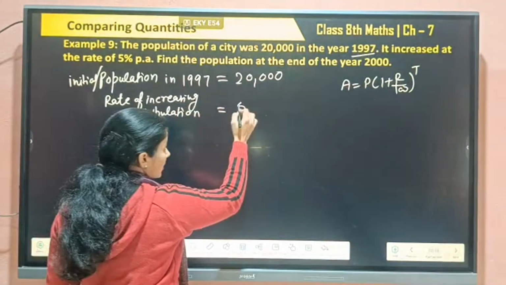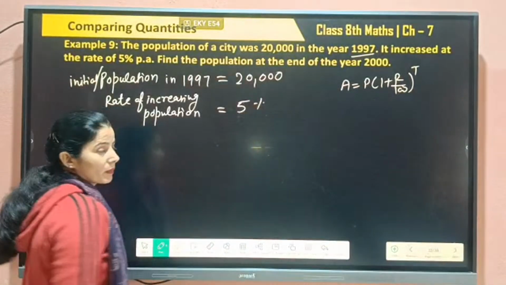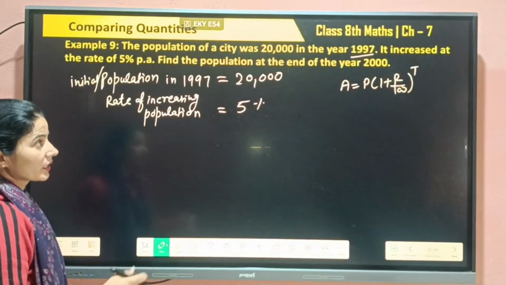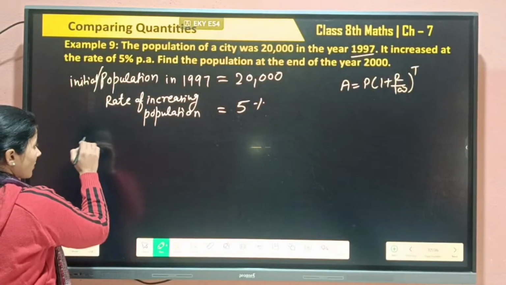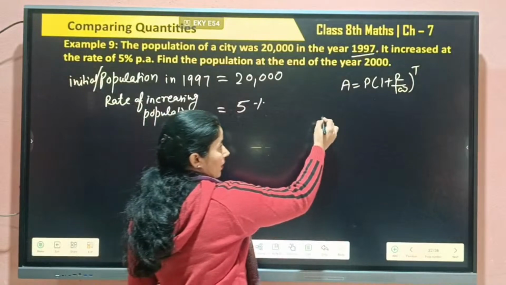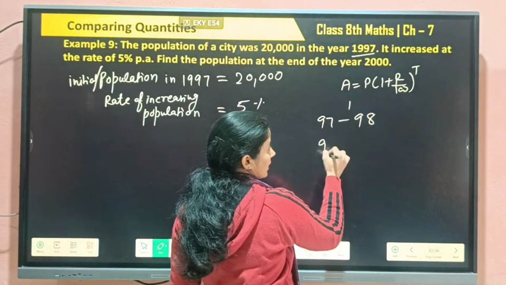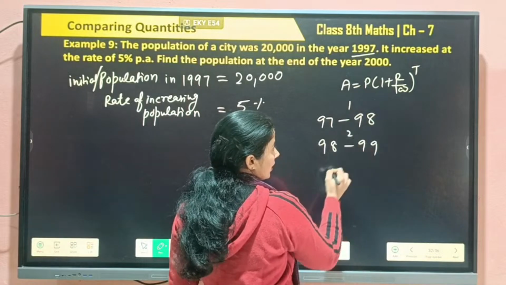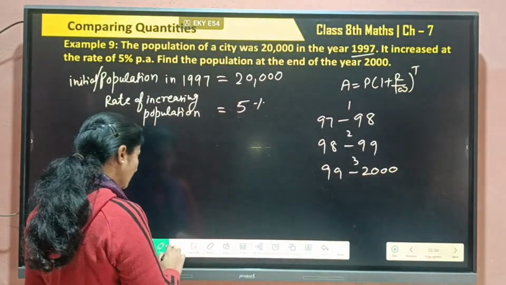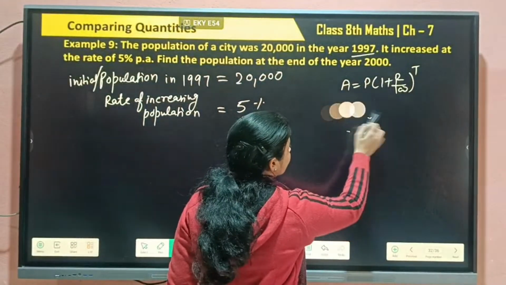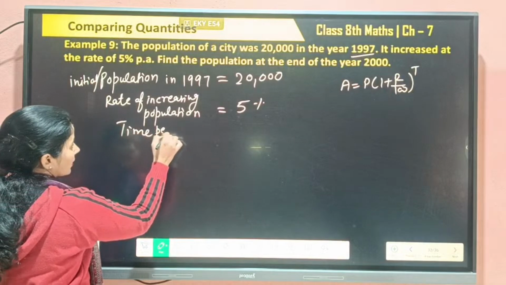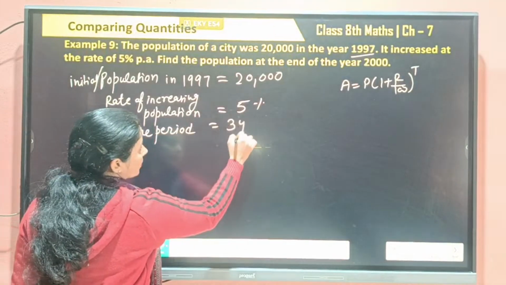This population is increased with 5% per annum, meaning per year it increases at the rate of 5%. Find the population at the end of 2000. It means it is similar to the amount after 3 years: 97 to 98 is 1, 98 to 99 is 2, and 99 to 2000 is 3. So how many years? There are 3 years. You will write time period is 3 years.